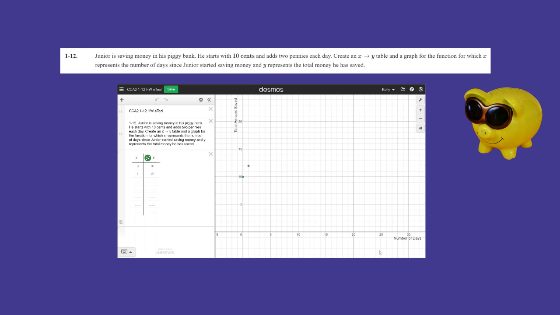So we go to day 1, and you notice they've got the labels on the axes here. The x-axis represents number of days. The y-axis represents the total amount saved. So after day 1, he has 12 cents. So I'm going to go ahead and just fill in this table a little bit. I'm going to go 2, and then I'm going to add 2 cents. So that's 14, okay? I'm going to come down here and I'm going to go 3. And then I'm going to add 2 cents. So that gives me 16.